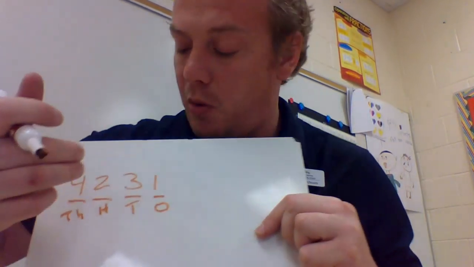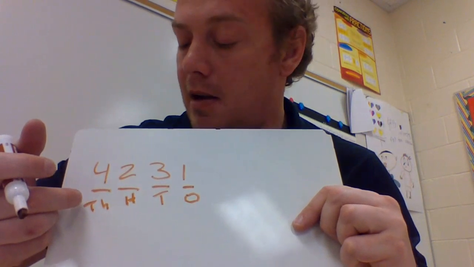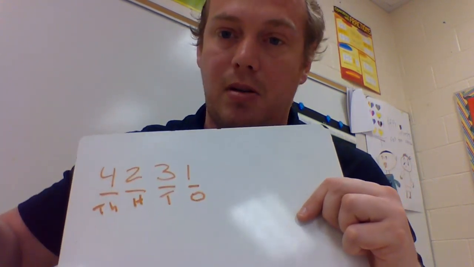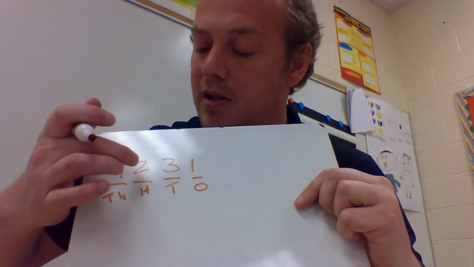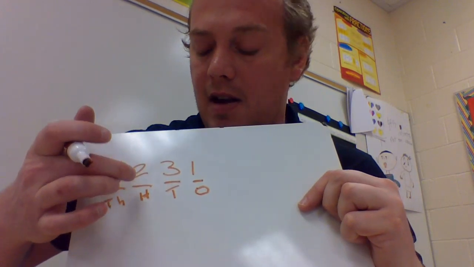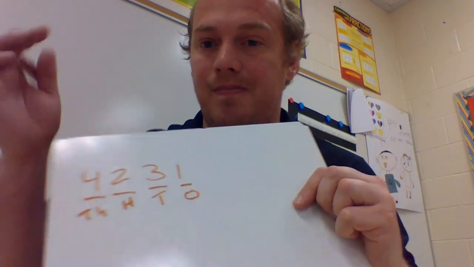All right. So as you can see, the 4 is in the thousands place by the TH because thousand starts with TH. The 2 is in the hundreds place. The 3 is in the tens place. And the 1, funny enough, is in the ones place.